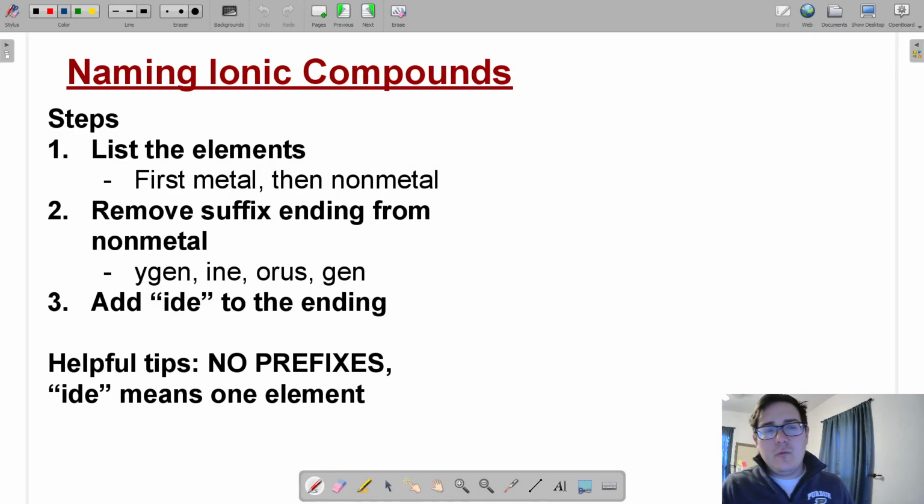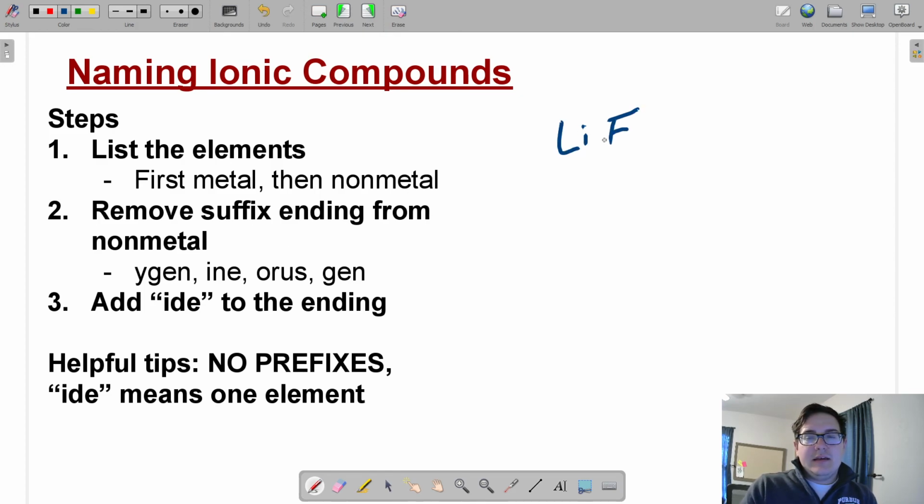Okay, so now what are we going to do with this? What we're going to do is we're going to be able to predict what kind of compound we have and be able to name it. So the first thing I want you to do, get in the habit of the first step, would be to list the elements in your compound. So for example, if I had LiF here, you'd find Li on the periodic table, and that would be lithium. And then you'd find fluorine, and you just write those two out, lithium and fluorine.